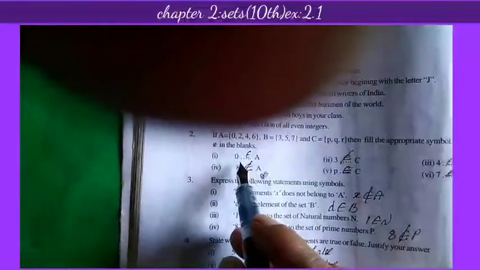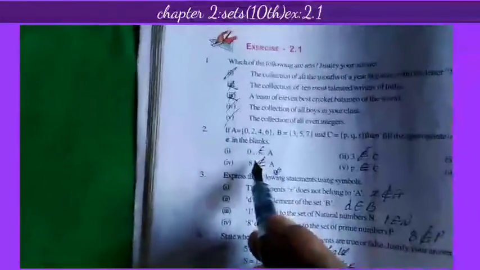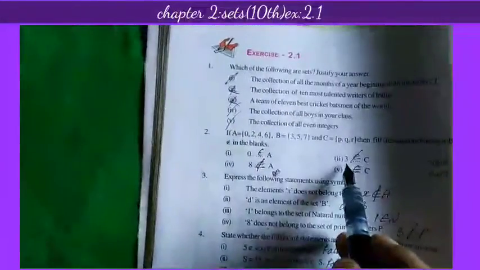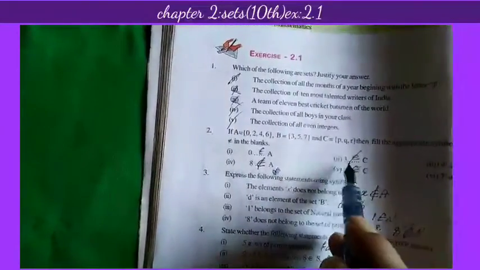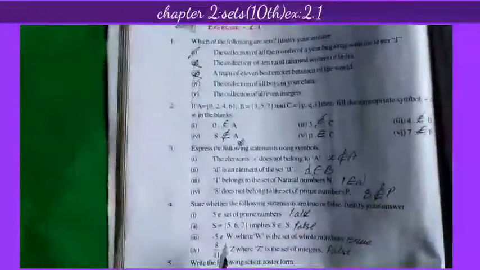Coming to the question, 0 dash A. Yes, 0 is in A. So we can write 0 belongs to A. Here, 3 dash C. Yes, 3 is not in set C. So we write 3 does not belong to C. Like that we can complete that roman number.